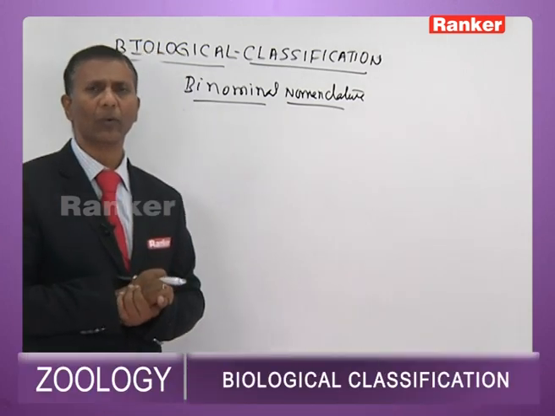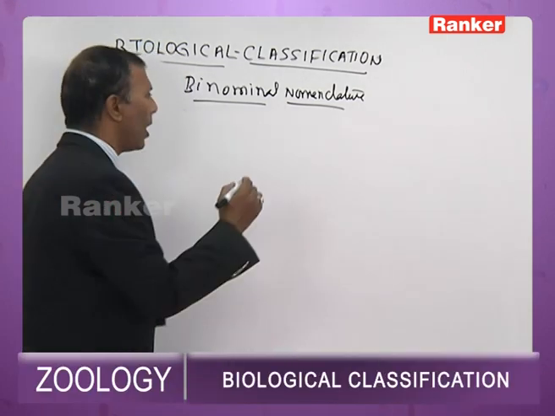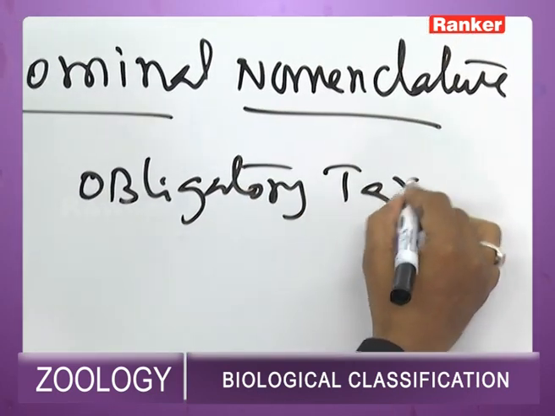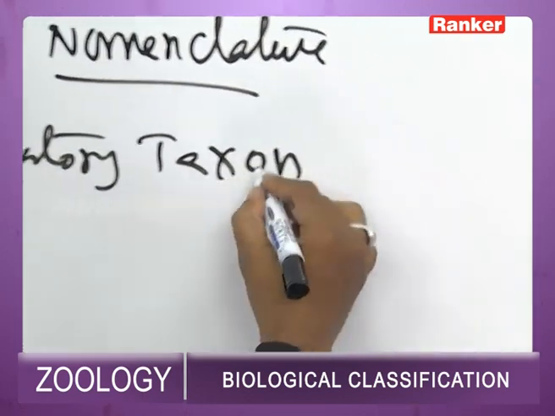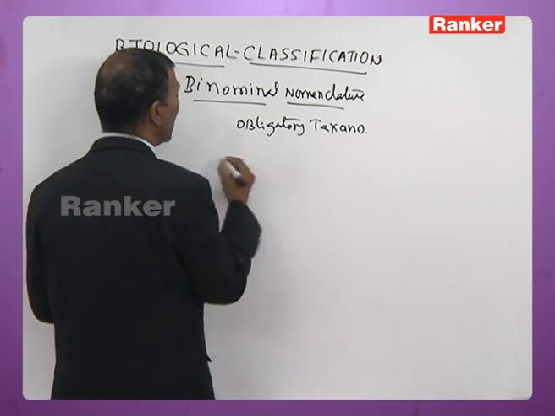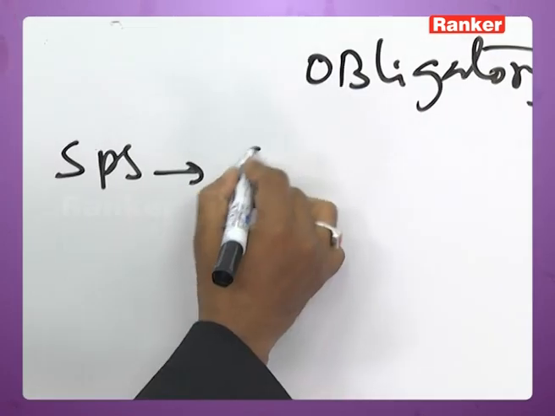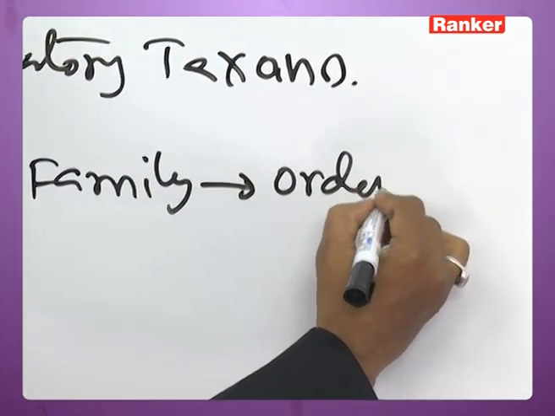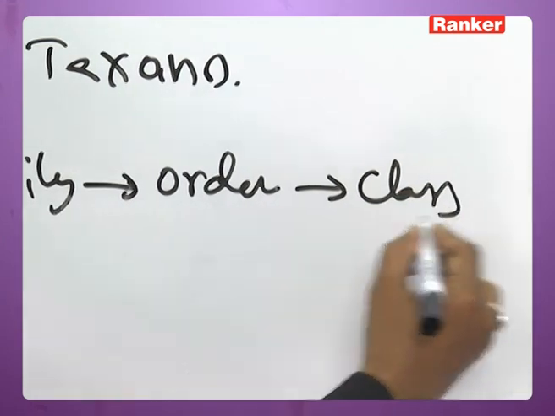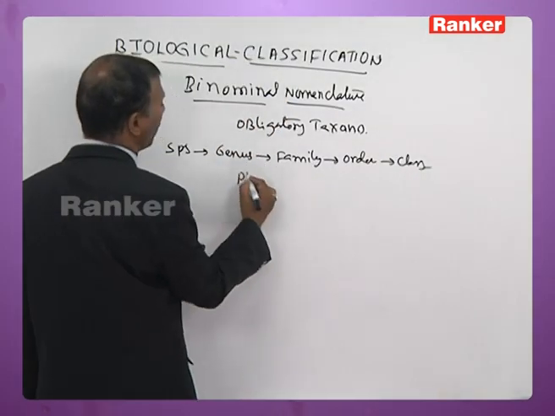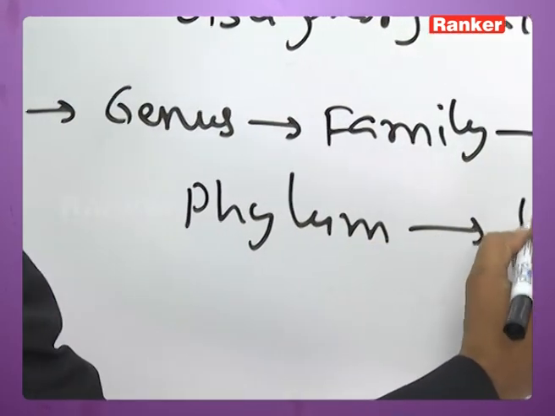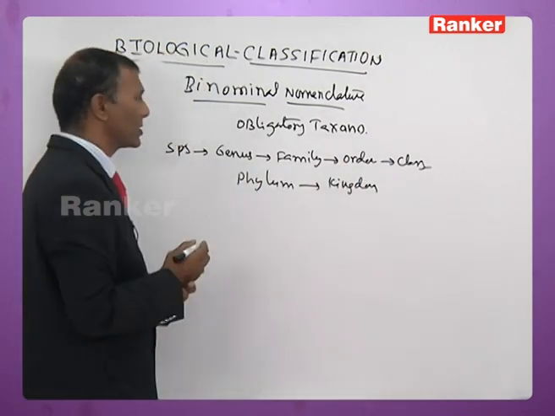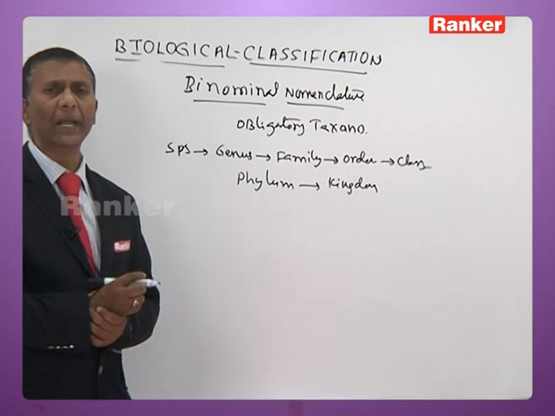Among various taxons, 7 taxons are considered as obligatory taxons. Okay, what are they? Species, genus, family, order, class, phylum, kingdom. All these 7 taxons are called obligatory taxons.